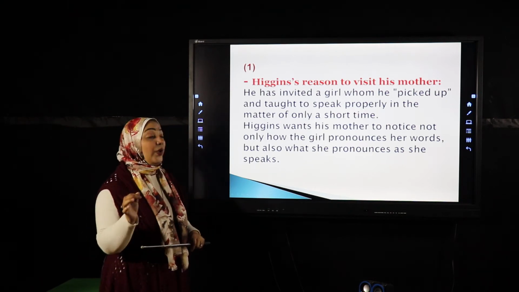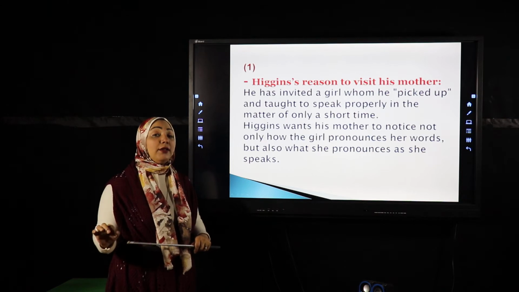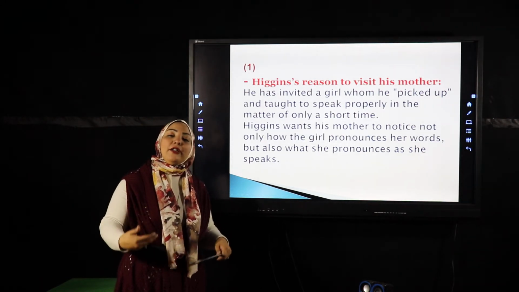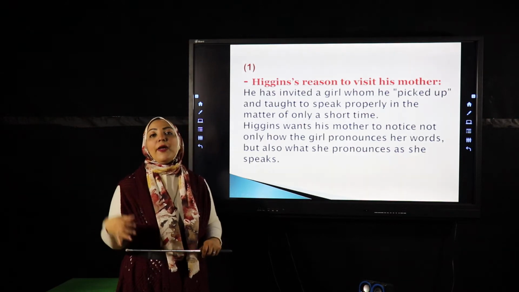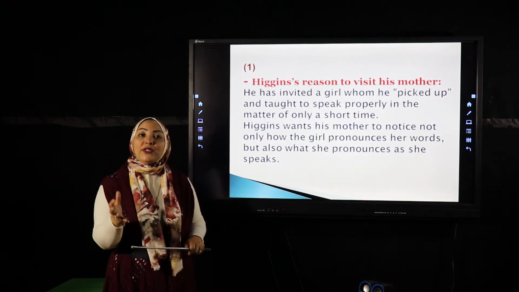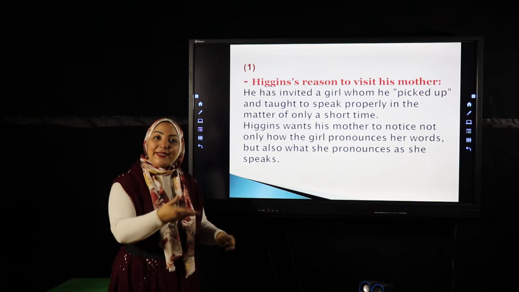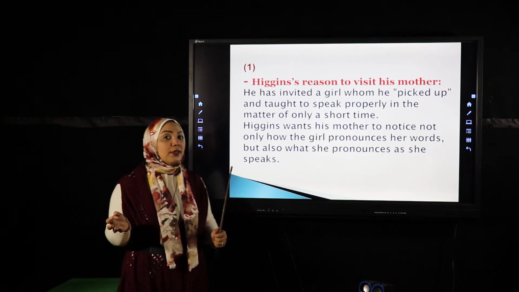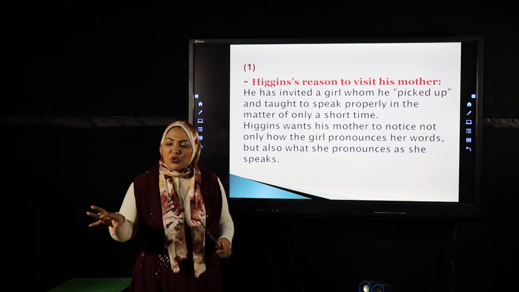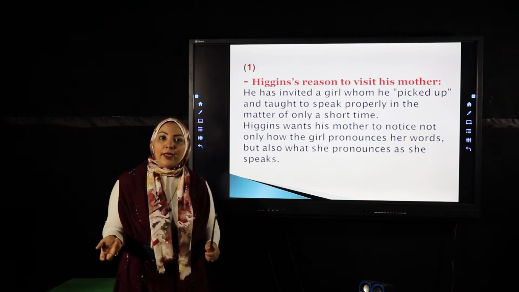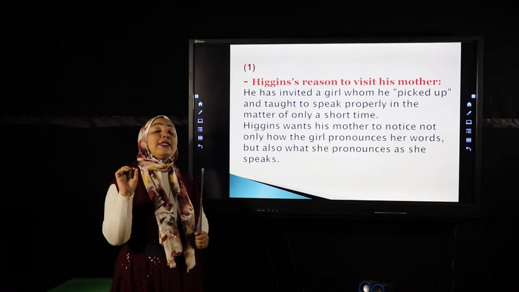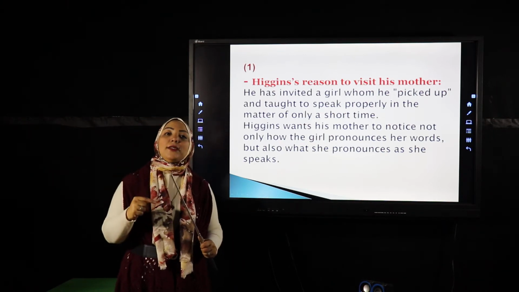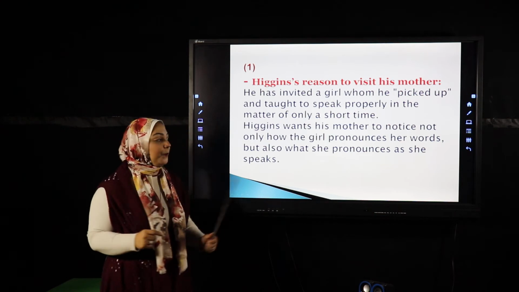You see, it was Eliza that he invited, and he wanted Eliza to make a kind of performance in front of Mrs. Higgins in order to decide if Eliza is presentable or not yet. Of course, the mother was very surprised. How come that you just picked a girl like this? He wanted the mother to take care of what the girl pronounces and how she is pronouncing these words.